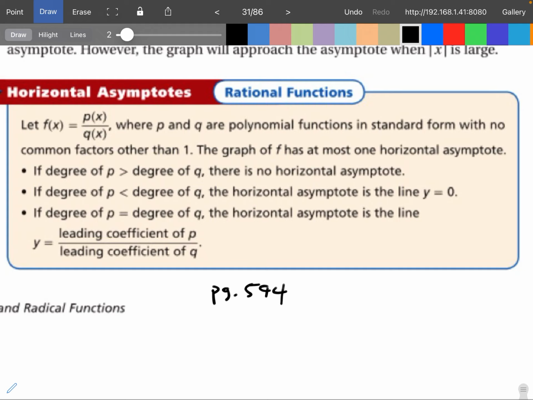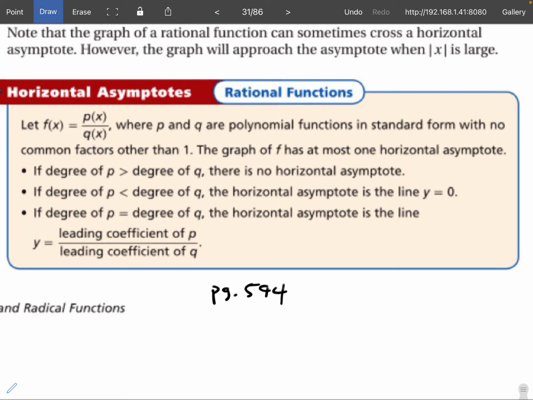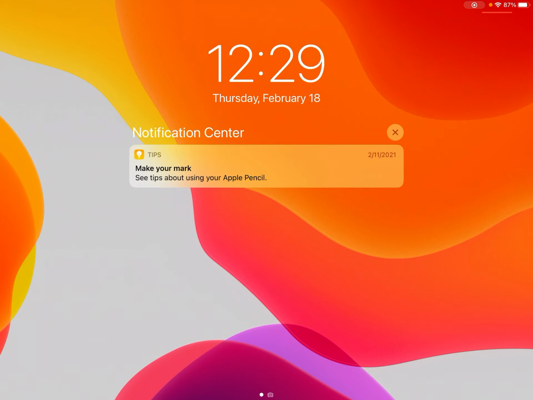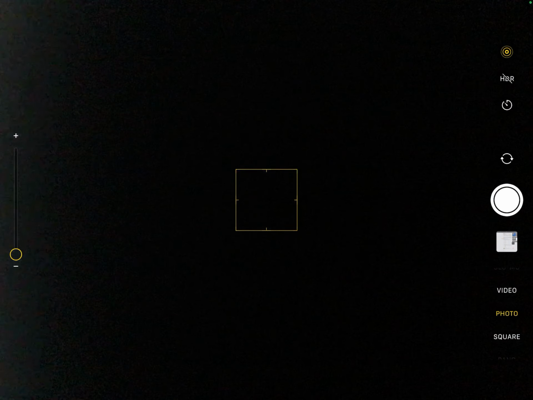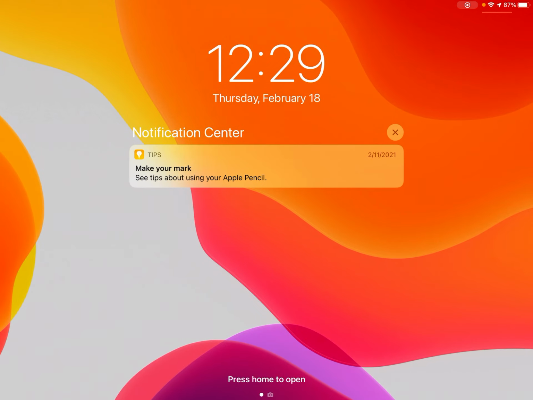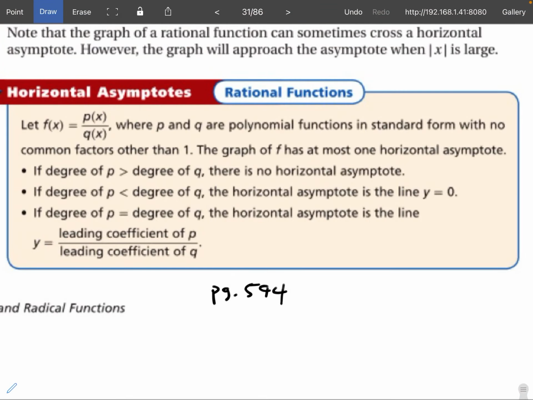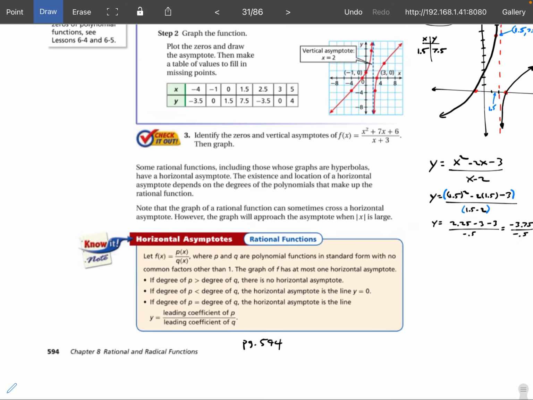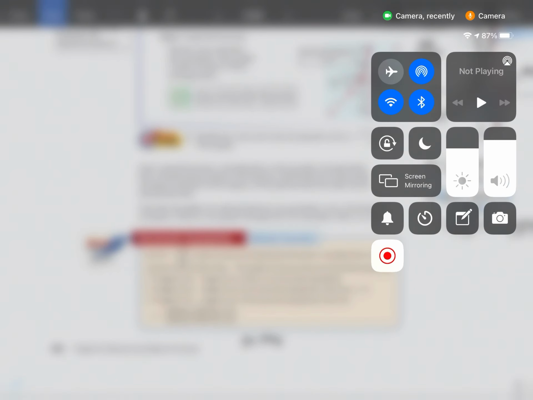All right, let me stop this recording. If I can get it to stop. It does not want to stop. I don't know what happened here. Hold on. There we go. I'm back on there. How come I can't get it to stop? Maybe I've got to zoom in a little more here.